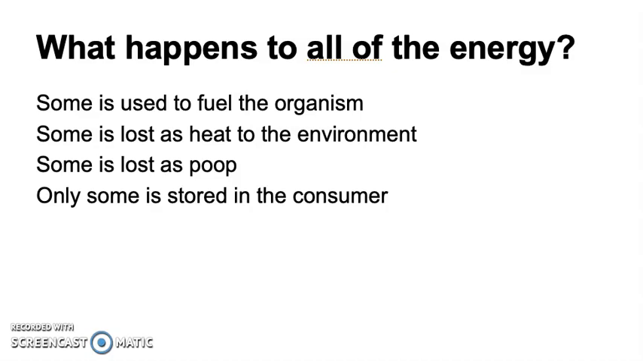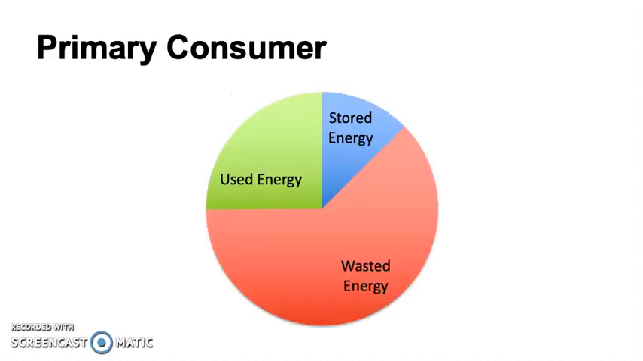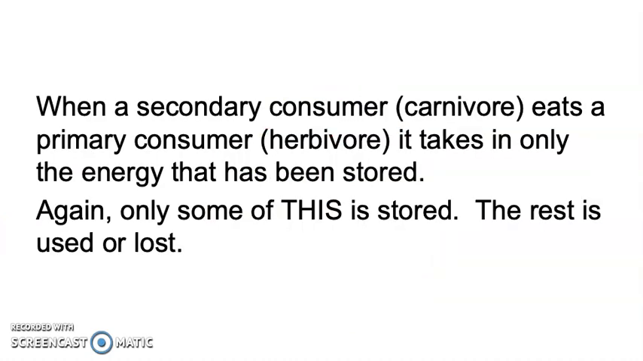In animals, some energy is lost as poop, and only some of it is stored in the consumer to be passed on. We call it the 10% rule. About 10% of energy is stored in the organism. A lot of the energy is wasted, and some of the energy is used. So, when a secondary consumer, carnivore, eats a primary consumer, an herbivore, it only can take that 10% of energy that's been stored. Again, only some of it is stored, the rest is lost or used.